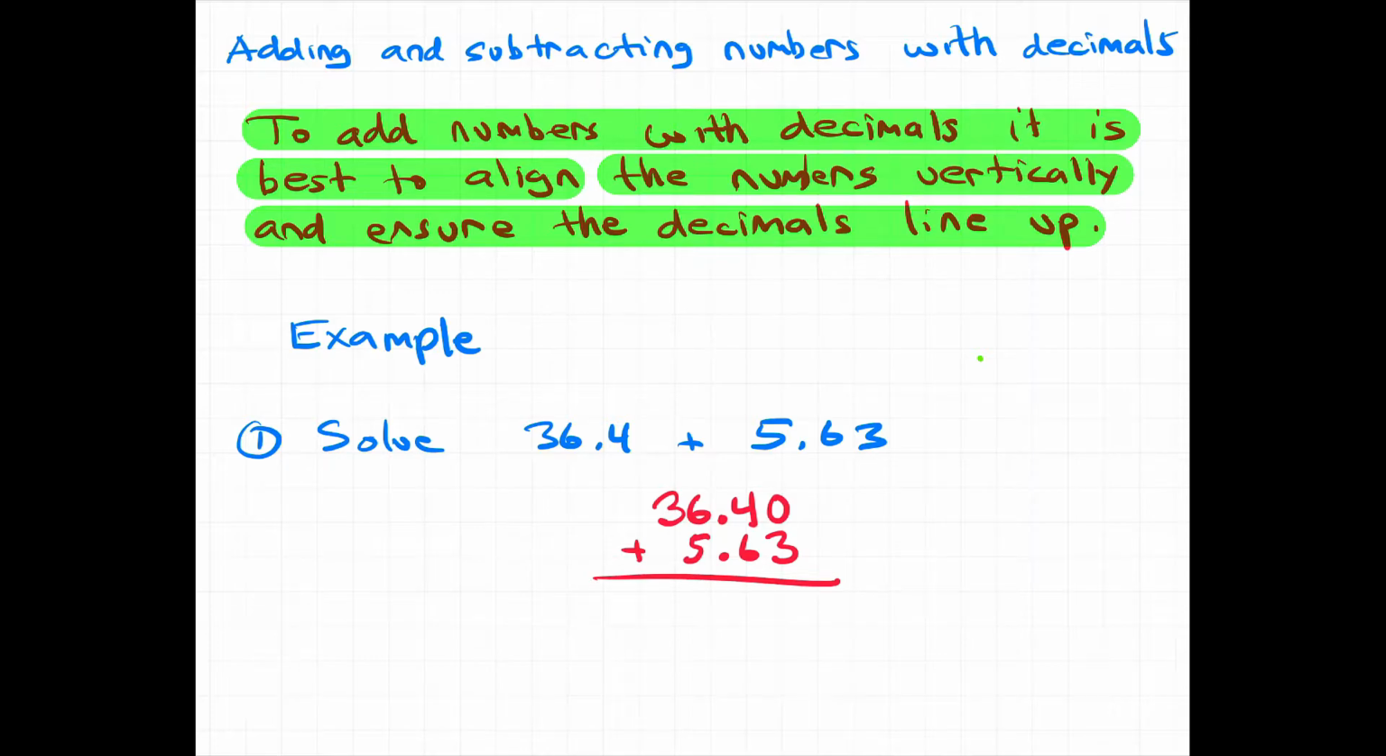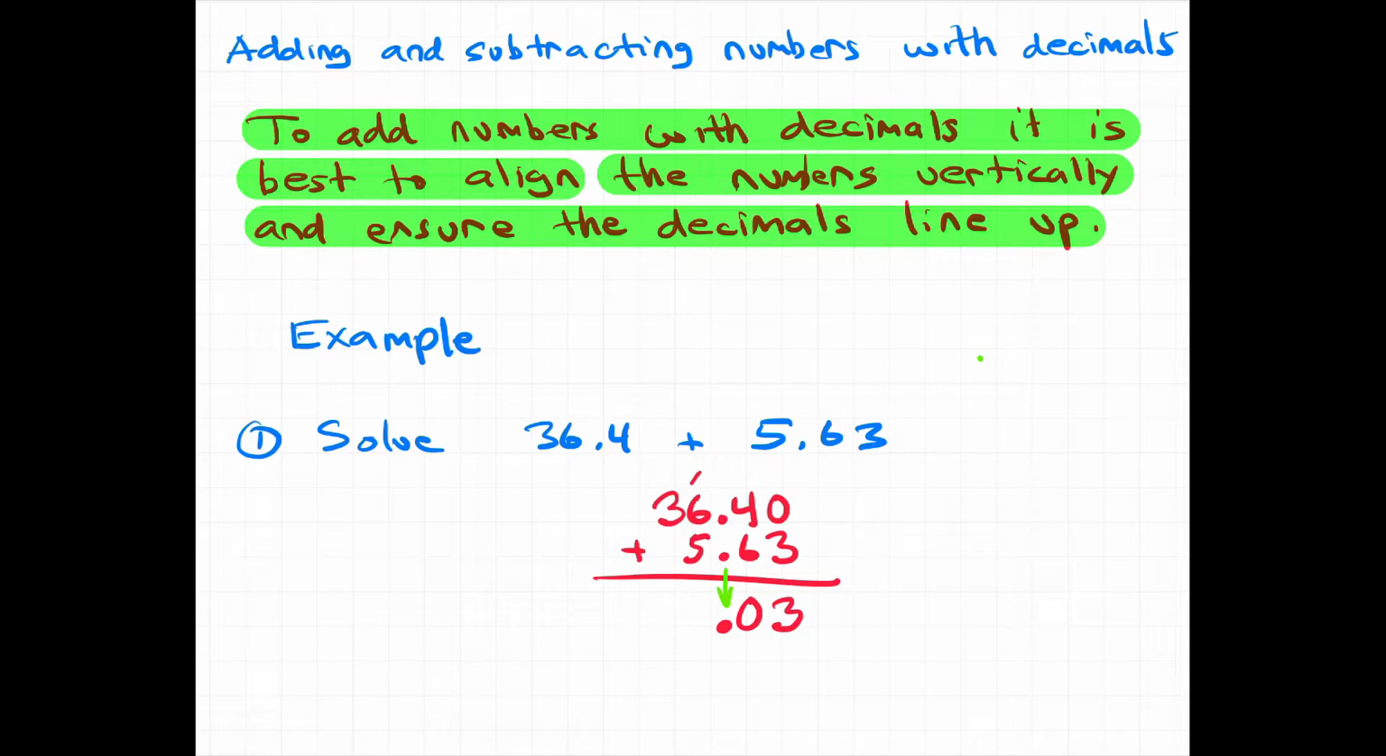So I start on the far right, and I say 0 plus 3 is 3, 4 plus 6 is 10. So I put the 0 on the bottom, carry the 1 over to the next column. Don't forget to bring that decimal down. That's really important. I need to bring the decimal down and line it up in the same spot.